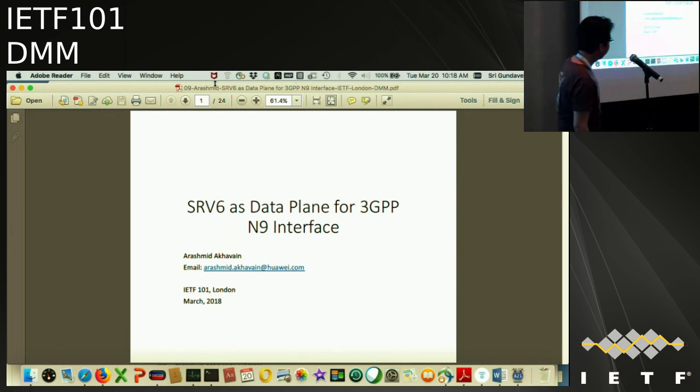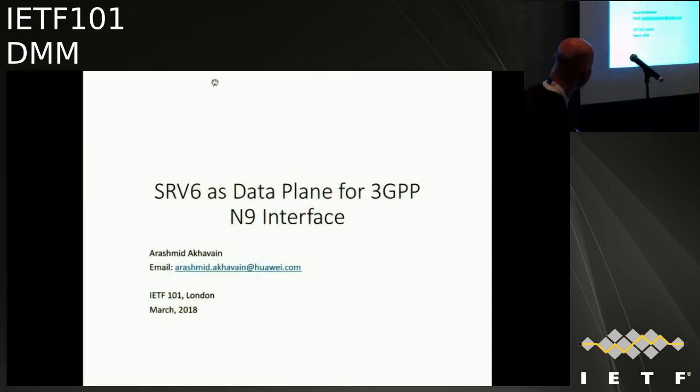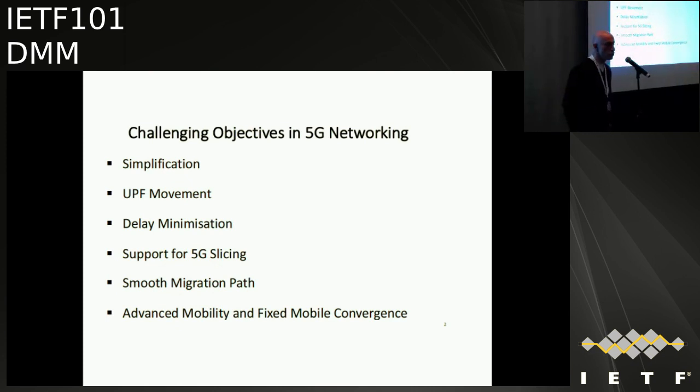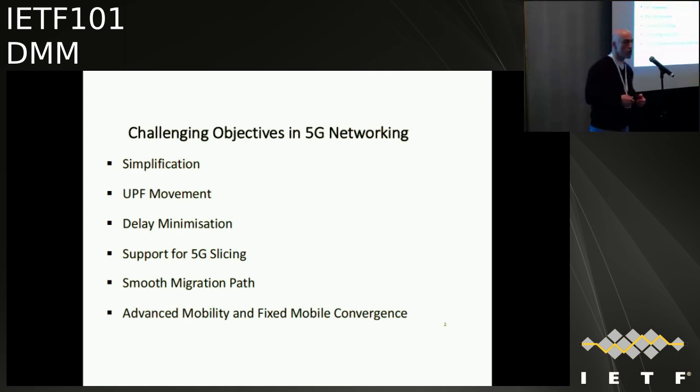Thank you, Satoru-san. The next presentation is Arishmit's SRv6 as data plane for the 3GPP N9 interface. We have 5 minutes. Please, you may have to stand in the box. So I'm here to briefly talk about SRv6 in 3GPP networks. 5G networking right now has some challenging objectives: simplification, UPF movement, delay minimization, and support for 5G slicing. One of the most important ones is a smooth transition, a smooth migration path, and last but not least is advanced mobility and fixed mobile convergence. These are the challenging objectives that 5G is trying to address in its new study item that has been put forward.